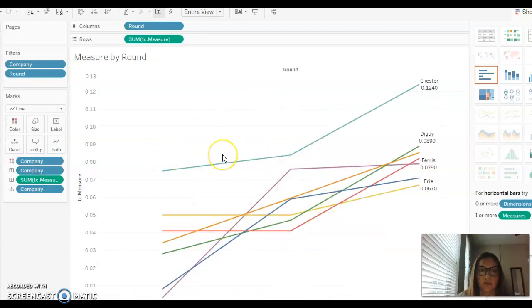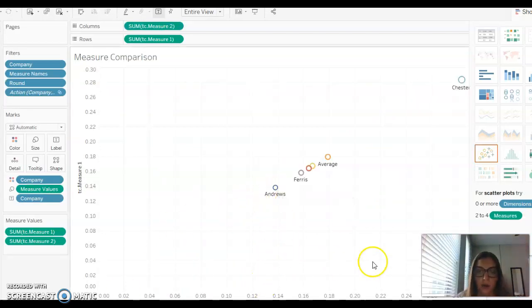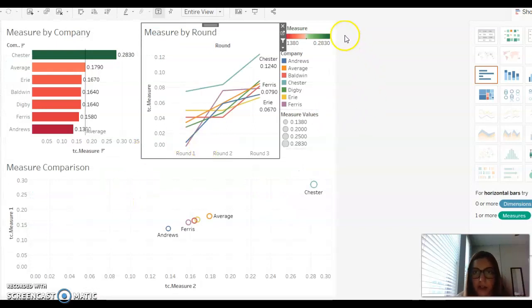Here is our measure by round timeline, and as you're able to see, we, for example, are able to pick Chester for round 2 and find their measure, and we're able to find Ferris round 2, and this is just going from round 1 to round 3, and we're able to see the averages and how they've increased or decreased and how they've gone throughout. The last one is a scatter plot, and we're able to use our measures on both sides and find the sums and show where we are on the map and how Chester is a lot ahead versus Andrews being the lowest. So on my dashboard over here, there are interactive elements.